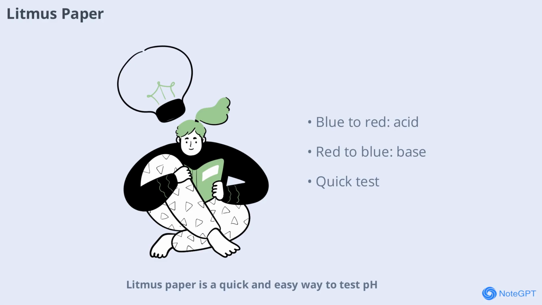Litmus paper is a quick and easy way to test pH. Blue litmus paper turns red in acidic solutions, while red litmus paper turns blue in basic solutions. This simple test is widely used in classrooms and laboratories. It's a great way to visually demonstrate the concept of acidity and alkalinity. While it doesn't give an exact pH value, it helps identify whether a substance is acidic or basic.